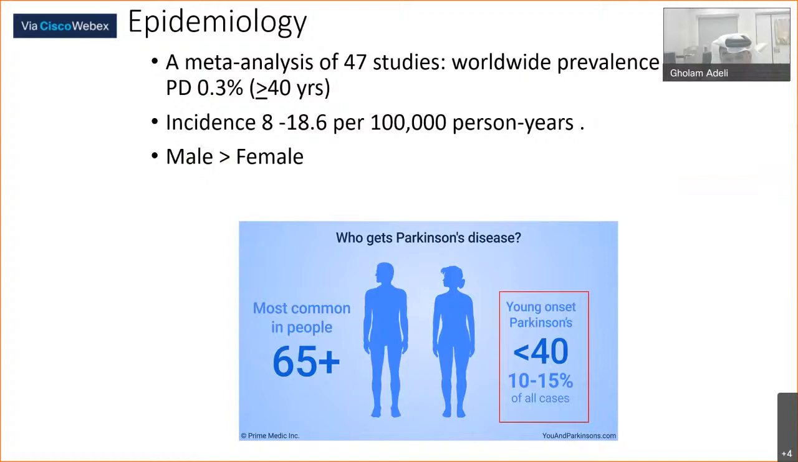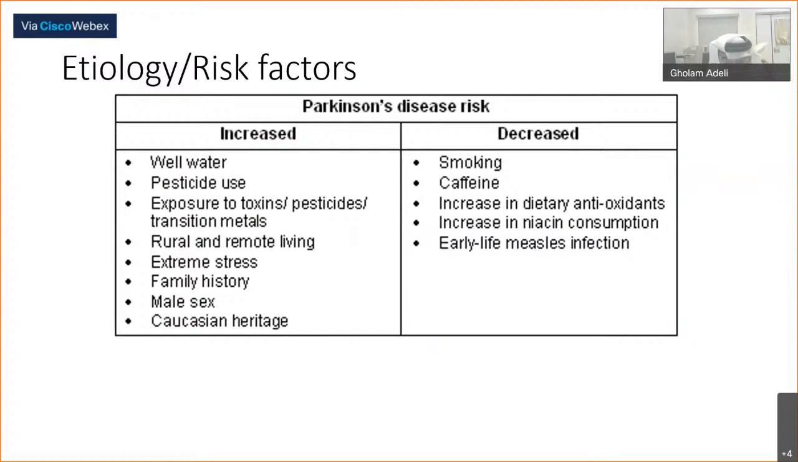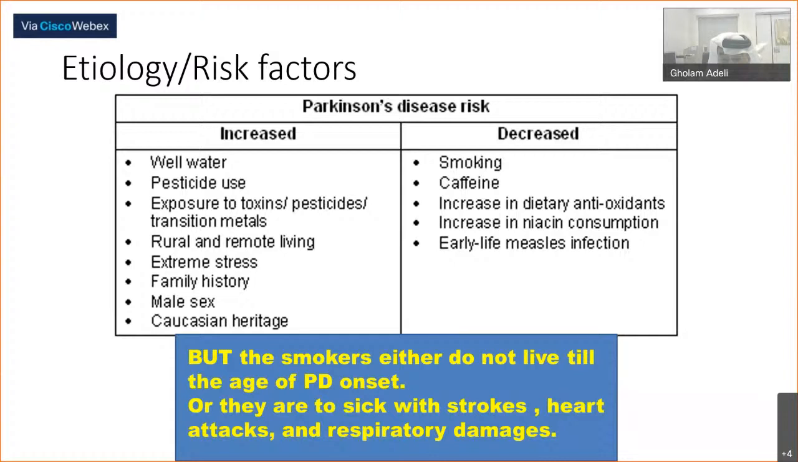So, etiology and risk factors, which are presumed; they put so many things, and we'll talk about it later in detail. One thing here that really caught me is that it's decreased by smoking. My interpretation is that people who really smoke, at the age of onset of Parkinson's disease, which is around 60 years old, are busy with other diseases like stroke, heart attacks, respiratory damage, etc.